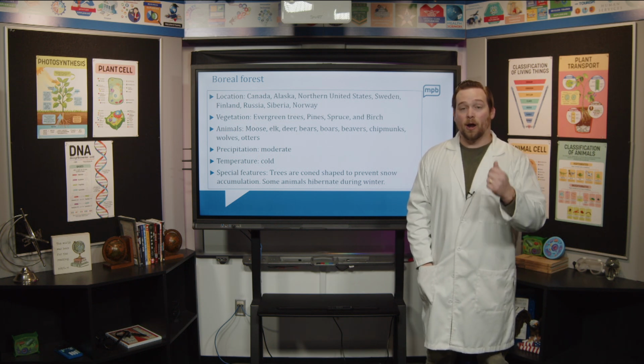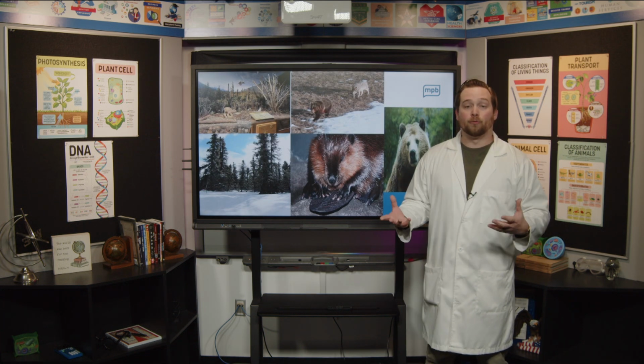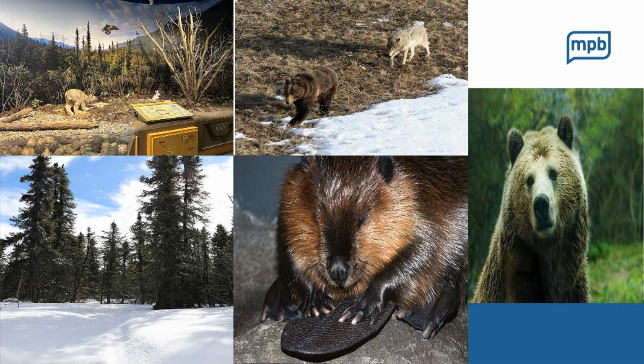All right, I wanted to show you some pictures of the boreal forest. What are we looking at here? Okay, so here are some of the different animals in the boreal forest. You have bears and wolves and beavers. These are animals that have a lot of fur that helps keep them warm. Some of them have blubber, which is going to also keep them warm, that layer of fat. And some of them might even hibernate during the cold months.